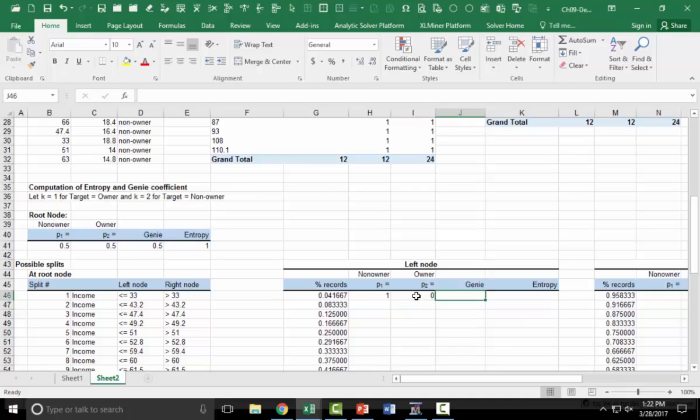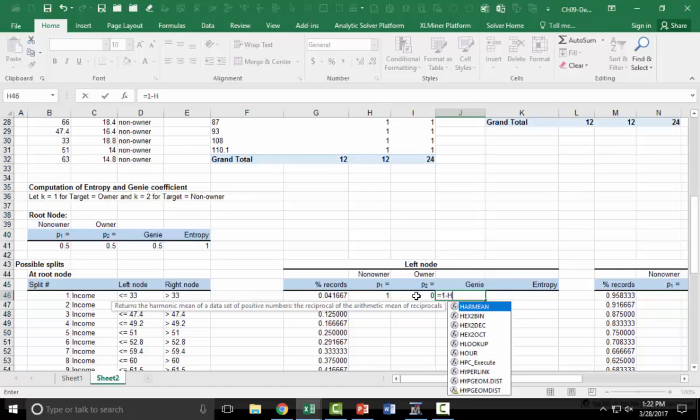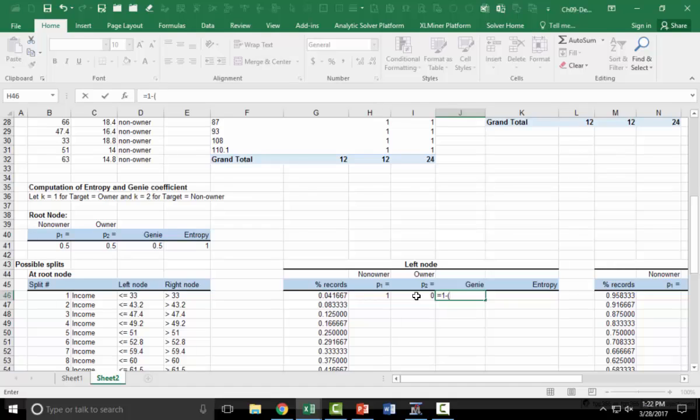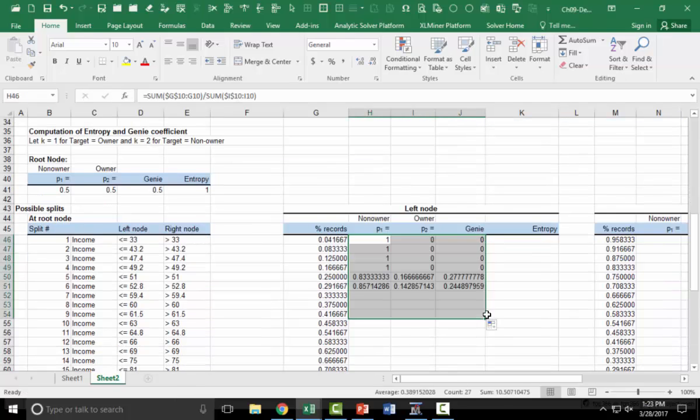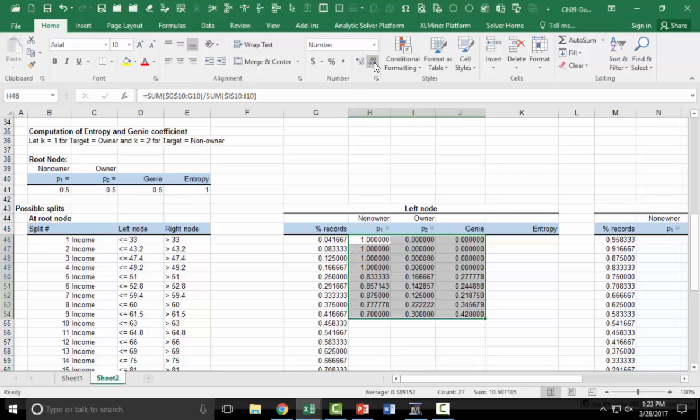So then the Gini index is 1 minus P sub 1 squared. If you want to do it this way, start a parenthesis, that squared plus P sub 2 squared. That will give you the Gini index, and then we can copy.